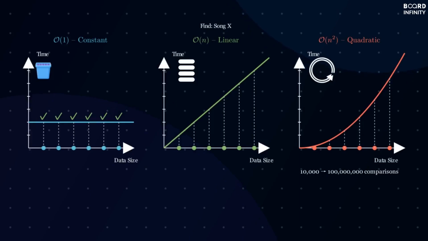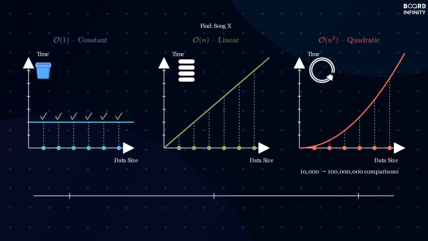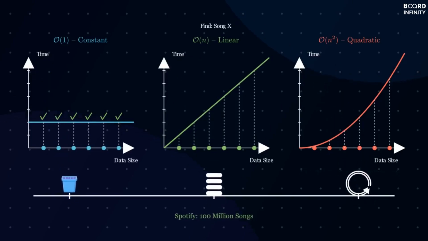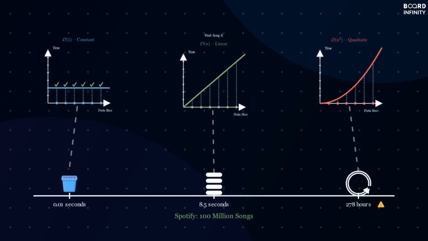Notice that all three operations might appear fast when the dataset is tiny. That's why Big O focuses on growth. At Spotify scale, the differences stop being theoretical. Fractions of a second become seconds. Seconds become hours. Suddenly the choice of data structure becomes the difference between a usable product and a failed feature.